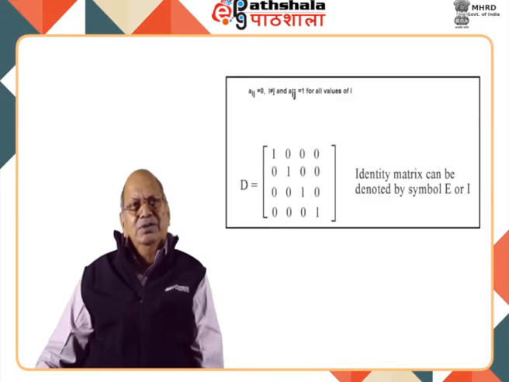Identity matrix: a diagonal matrix in which all diagonal elements are equal to 1 is called an identity matrix. It can be of any size. Aij is equal to 0 for i not equal to j, and Aii is equal to 1 for all values of i. The identity matrix can be denoted by the symbol capital E or capital I.